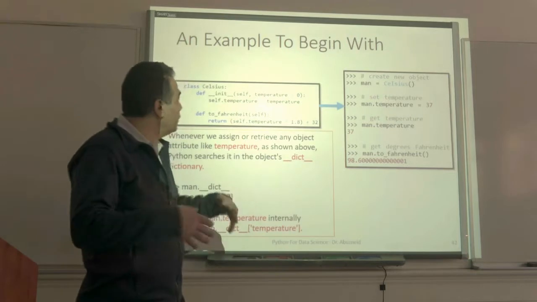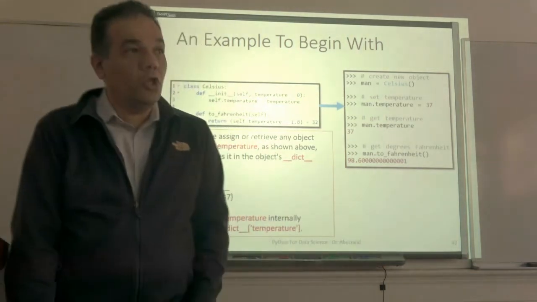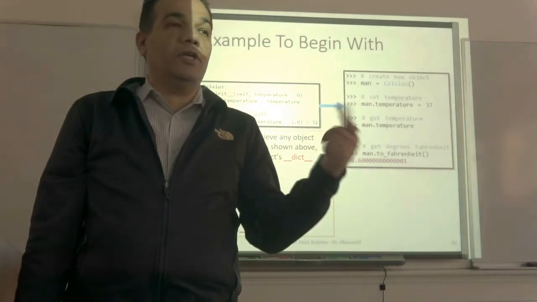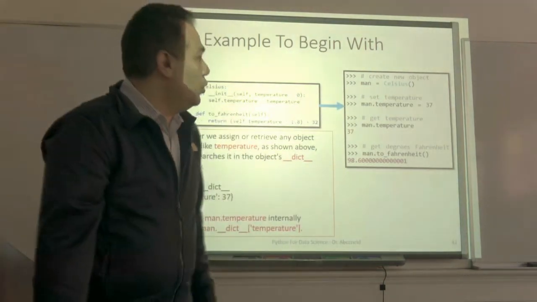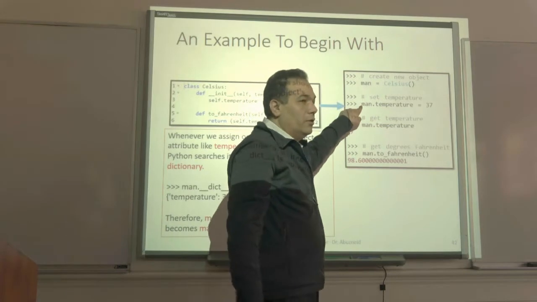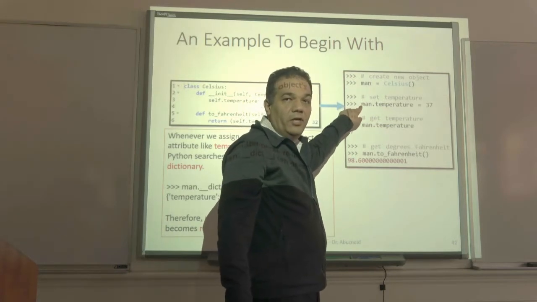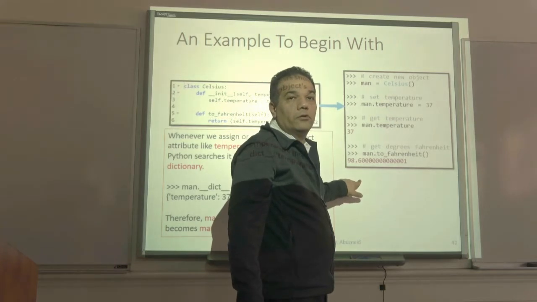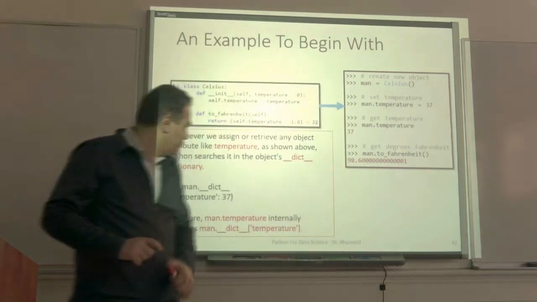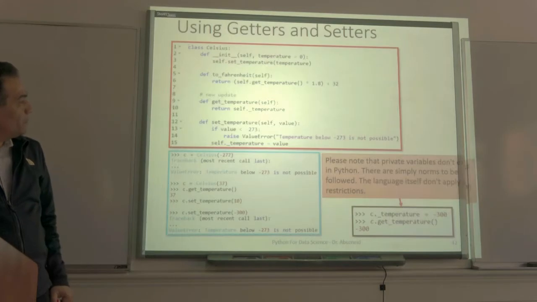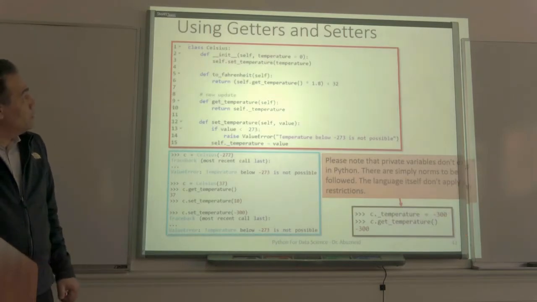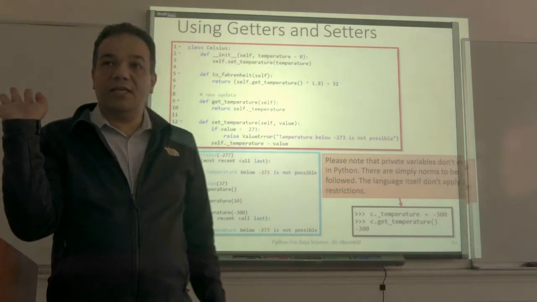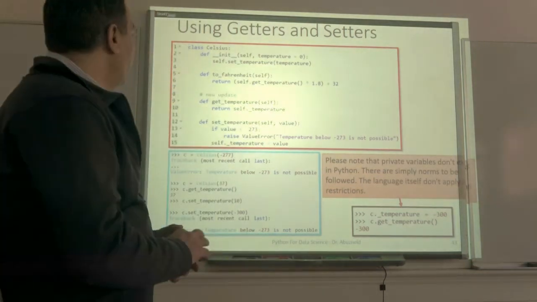Simple. Anything new in this slide? Nothing, right? I have a class, it has one attribute, it has one method. What did I do here? Setting the value here, getting the value here, calling a method. Right? So using getters and setters, we explained that last week. How to do them. So just a quick review here.